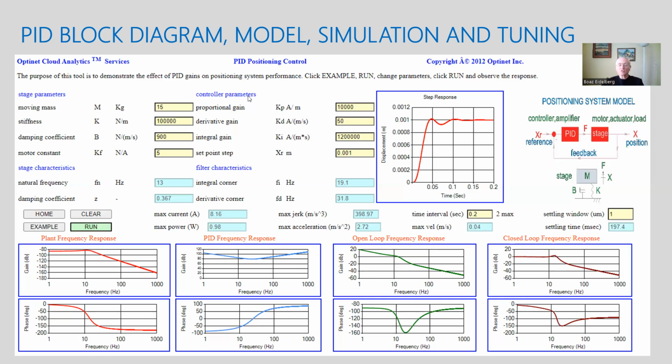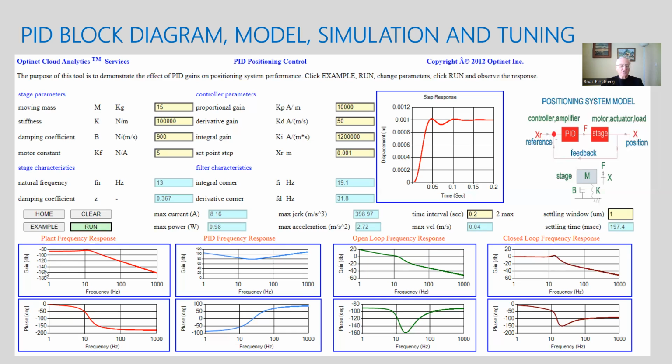Over here, we have the controller parameters, the proportional, derivative, and integral, including a set point where we want the position of the output to be when we tune the system. And we define it over here in meters. This is the reference that we apply a step function, and we see how the system responds as a function of time. In the bottom, we see charts which are called frequency response.